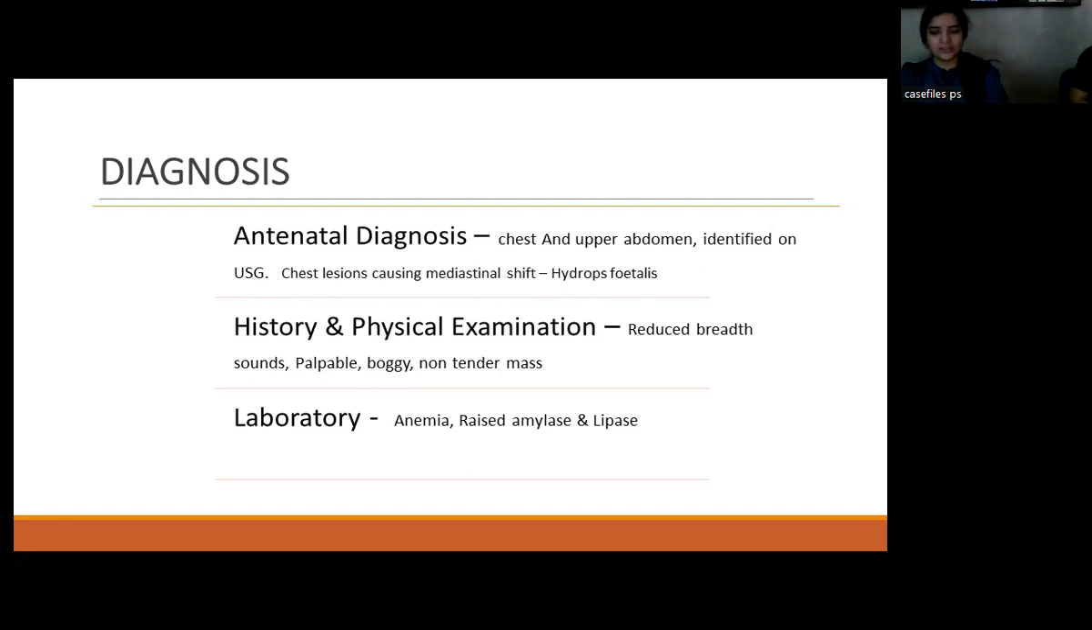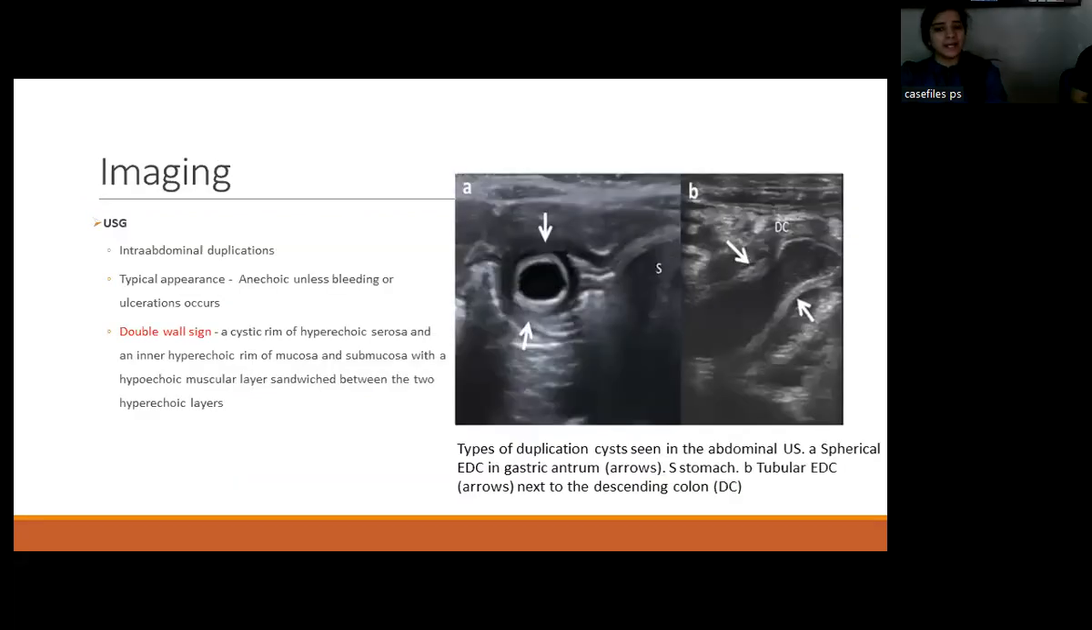Laboratory workup is less useful. However, if the patient has gastric mucosa which is continuously bleeding and has caused chronic anemia, that can be seen in the blood investigations. And if there is a duodenal duplication cyst causing recurrent pancreatitis, in such patients we can have raised amylase and lipase. The main diagnosis is based upon imaging, ultrasound being the most commonly used.